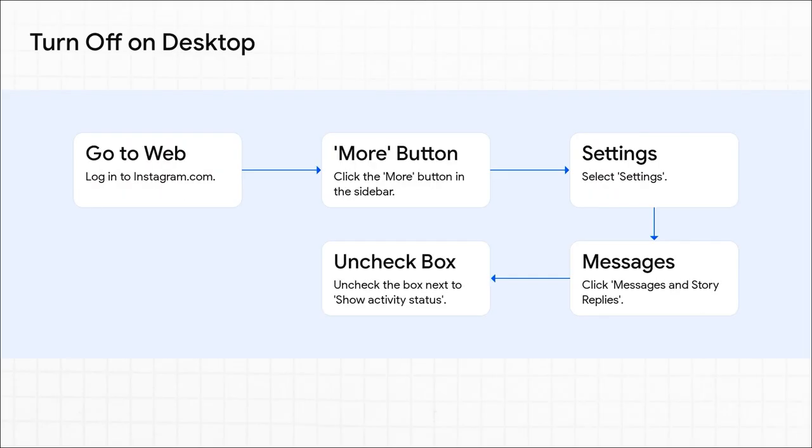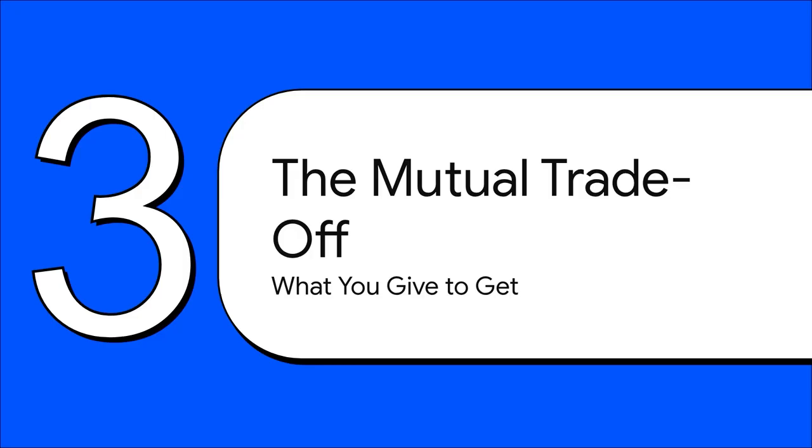And hey, if you're one of the people who uses Instagram on your computer, don't worry, it's just as simple. Go to the website, click the More button in that sidebar on the left, head into Settings, find Messages and Story Replies, and just uncheck the box for Show Activity Status. Done. All right, you did it. You flipped the switch and you are now officially invisible.